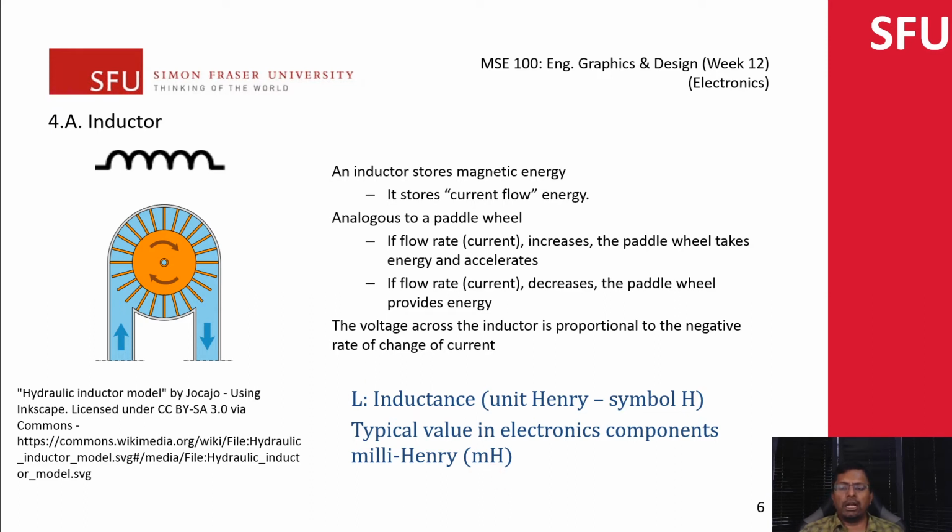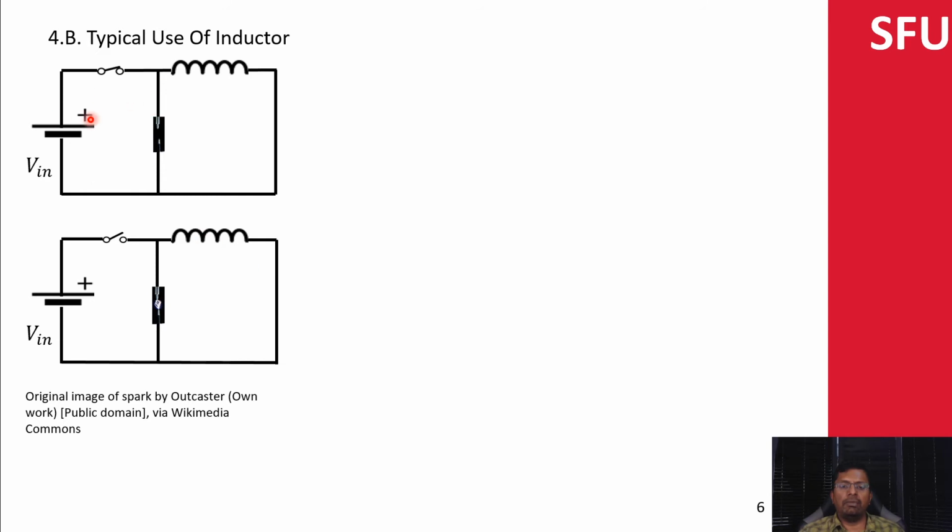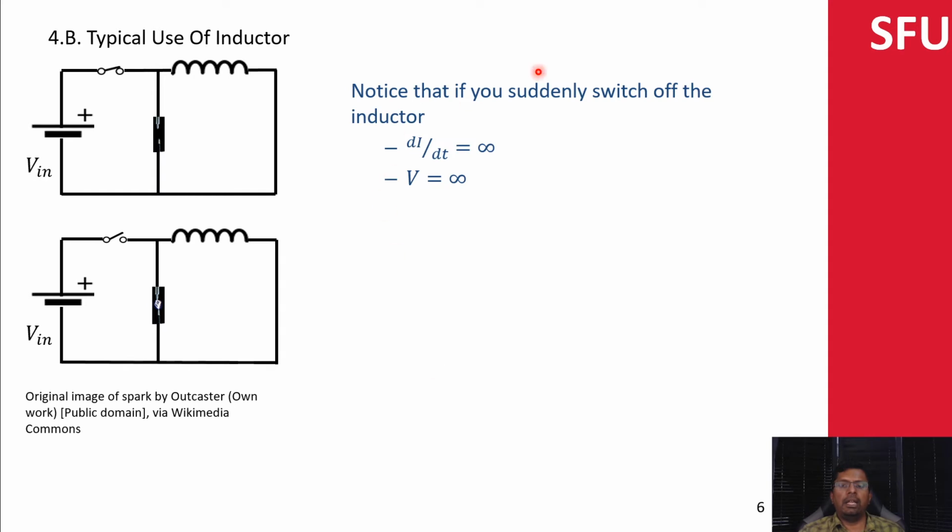So the voltage across the inductance is given by minus L di by dt. Essentially, it's going to resist the change in current value. A typical application: the circuit is closed, and then you suddenly open it. The current flowing through the inductor would suddenly drop to 0, then di by dt goes to infinity, so it can potentially produce an infinite amount of voltage. Look at this closely: a spark can be generated.